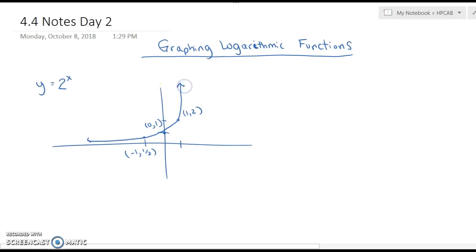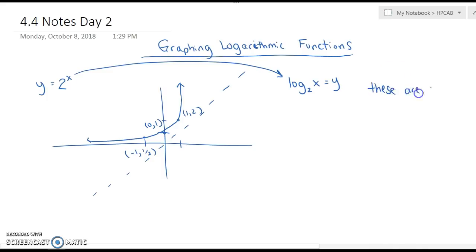All right, now since they are inverses, they're going to be symmetric with respect to the line y equals x, so I'm going to draw that line in. And this, written in log form, would be log base 2 of x equals y. And so what we're going to do is graph it. Now remember, these are inverses, and when they're inverses, remember that the domain and range basically swap.